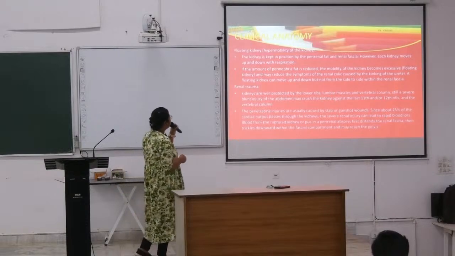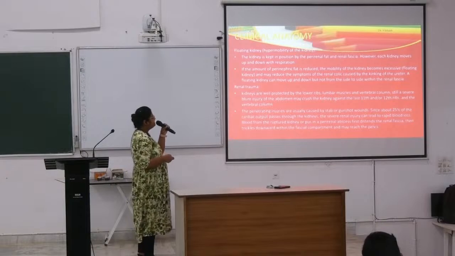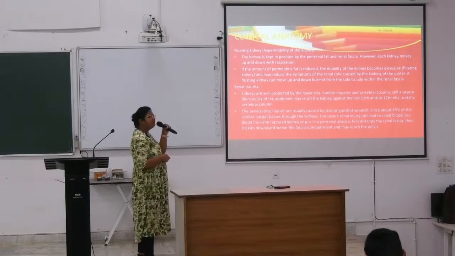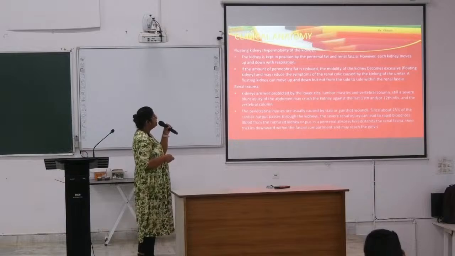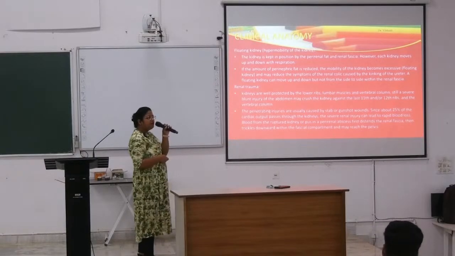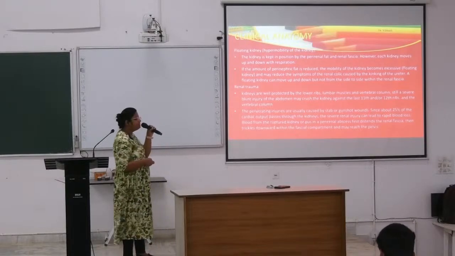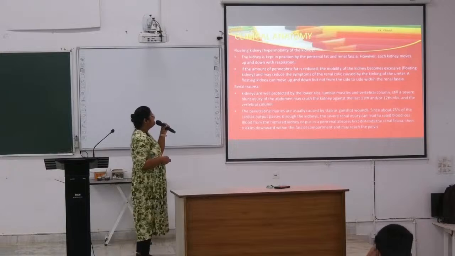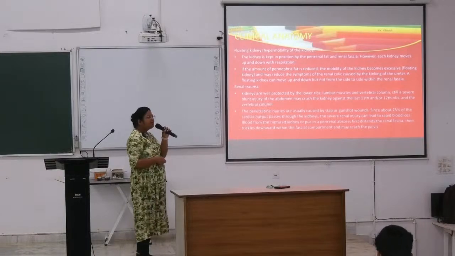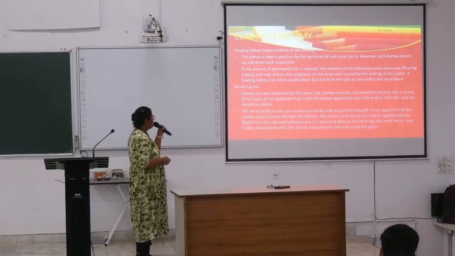Now, renal trauma. Kidneys are well protected by the lower ribs and lumbar muscle. A severe blunt injury of abdomen may crush the kidney against the 11th or 12th ribs and the vertebral column. And the penetrating injuries are usually caused by stab injury or gunshot injuries. Since about 25% of cardiac output passes through the kidney, severe renal injury can lead to rapid blood loss. Okay, that's why it is important.